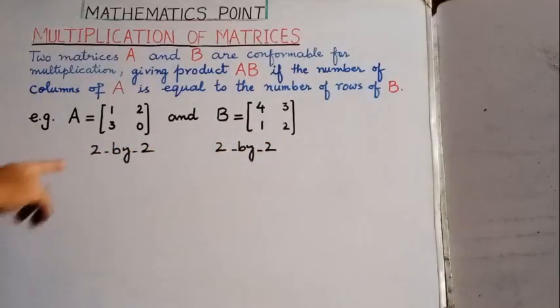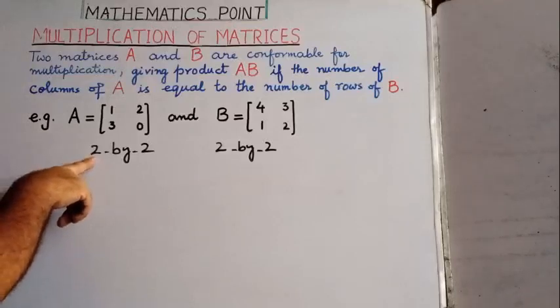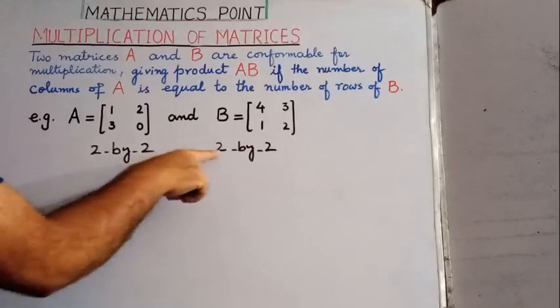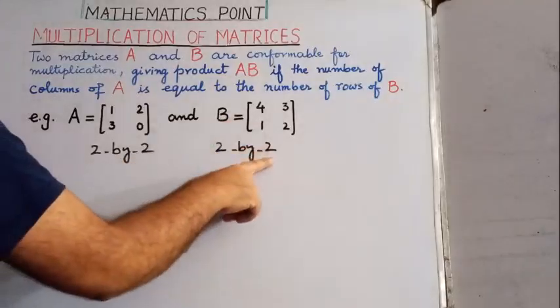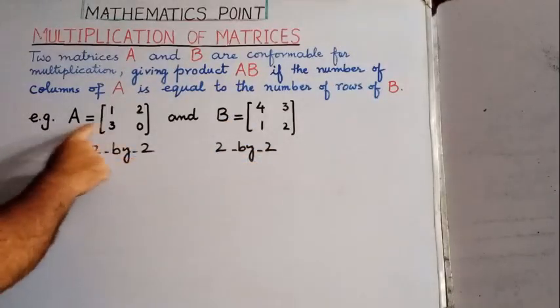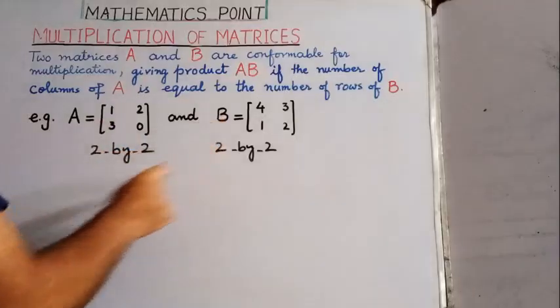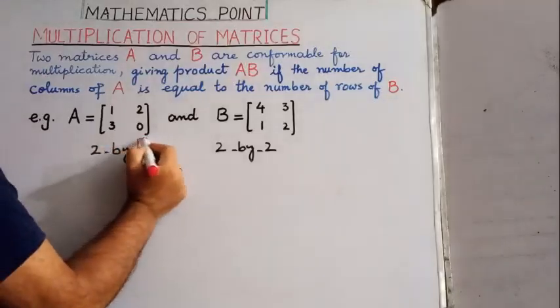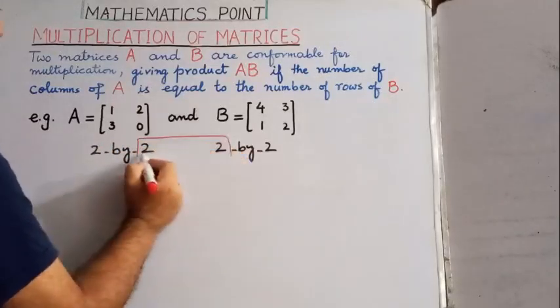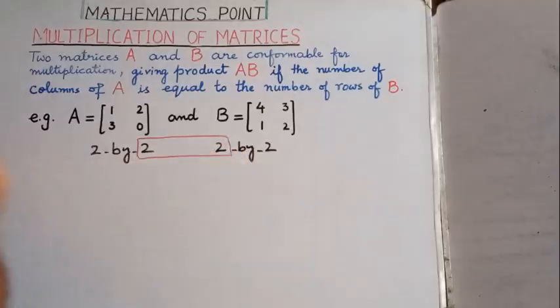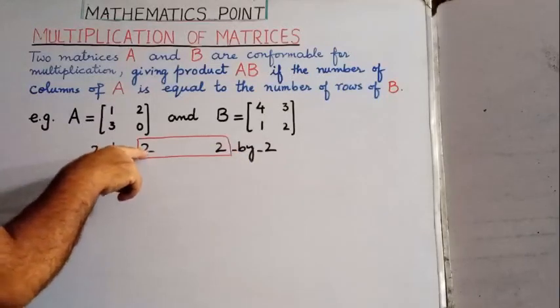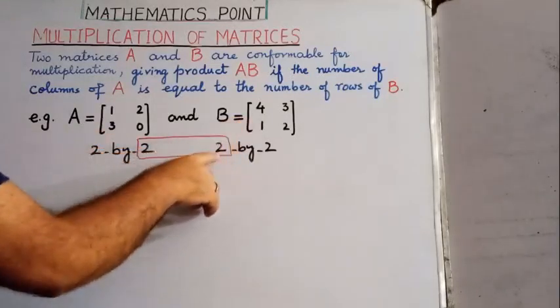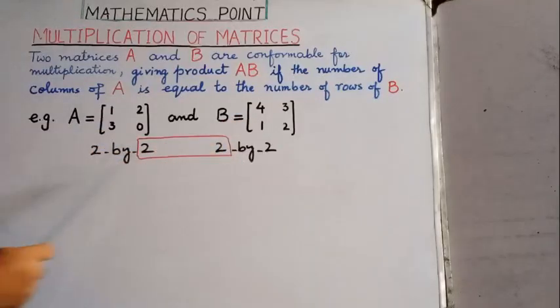Now see students, first we write the number of rows and then we write the number of columns. Now see, number of columns of matrix A are 2 and number of rows of matrix B are 2. So according to the definition and the condition, these should be equal. So these two are equal. It means that these two matrices are conformable for multiplication. So we can multiply matrix A and B.